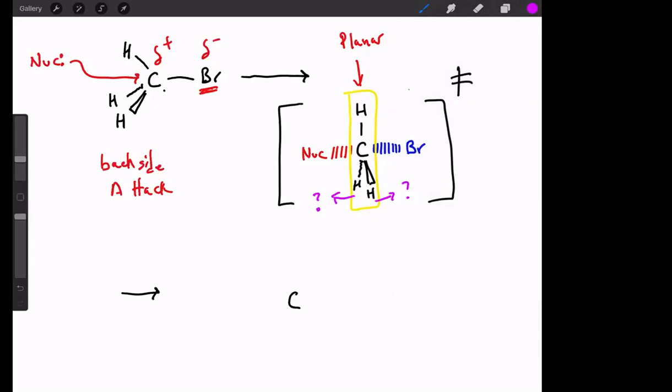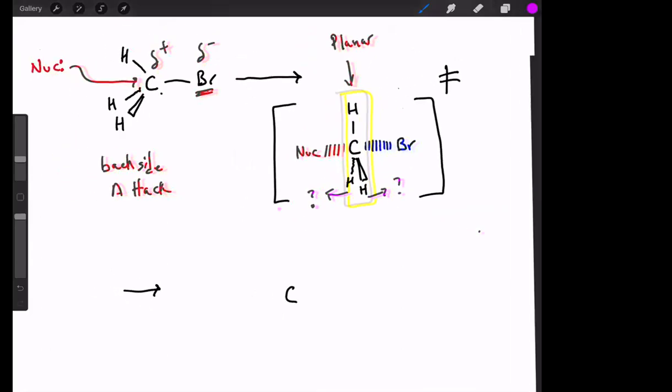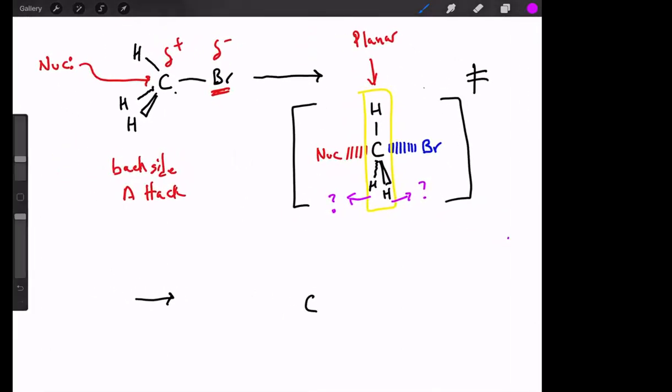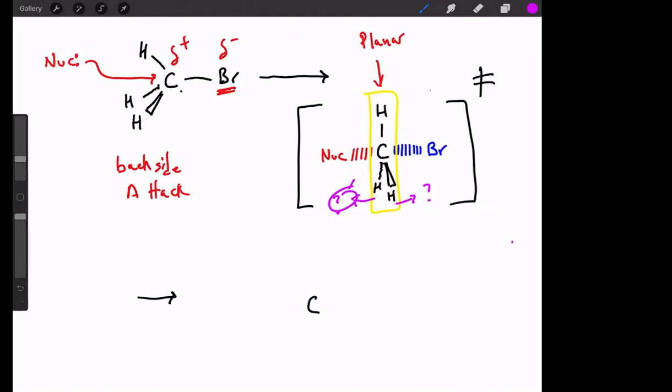And of course, the answer to that question is we're going to go where there's the most room, and remember, electrons will want to repel themselves. So the bonds will not collapse against the nucleophile. They'll move away from the nucleophile. So they don't move here. They do move over here.